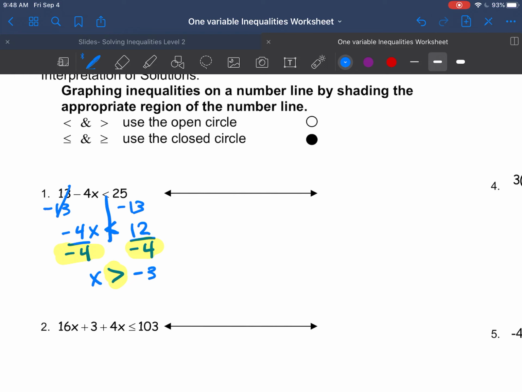To graph this, we put negative 3 on the graph. And I always like to put 0 as well, just to see the relation. Since there is no line, I'm going to leave an open circle. And since it's greater than, I'm going to shade to positive infinity. So here is our solution in inequality notation. Here's the solution on the graph.